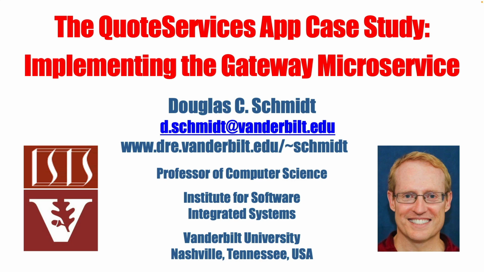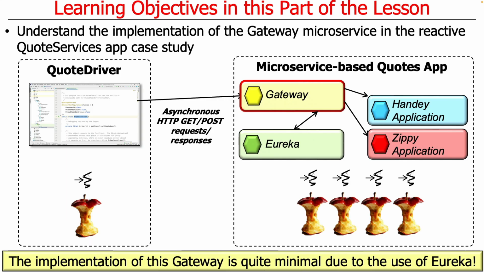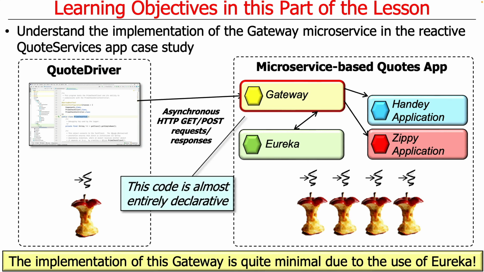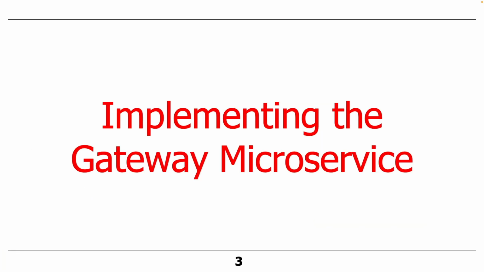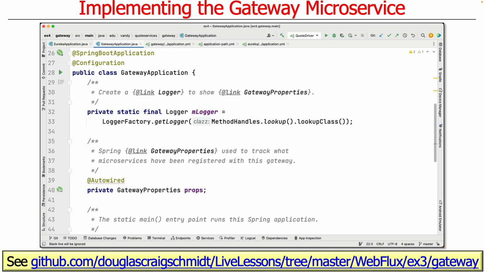So we're now going to talk about how to implement the gateway microservice in the reactive QuoteServices app case study. And this particular approach uses declarative mechanisms in order to be able to configure the gateway. And notice this particular gateway uses Eureka. And because of that, there's very, very little that you actually have to do. The code, and even the declarative code, is extremely minimal, which is really great. So you can find the gateway implementation here at this link in my GitHub repository.